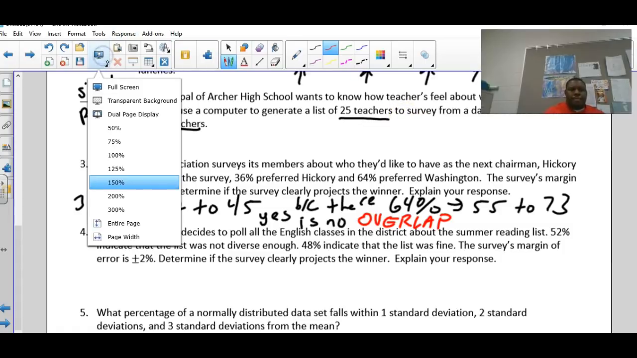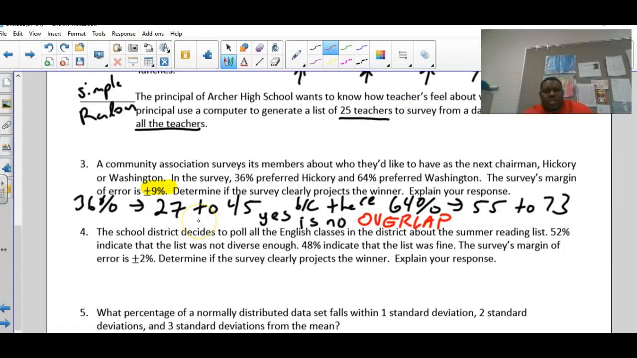All right, this next problem right here. The school district decided to poll all the English classes in the district about the summer reading list. 52% said that the list was not diverse enough. 48% said the list was fine. The survey margin of error is 2%. Does this clearly project the winner?